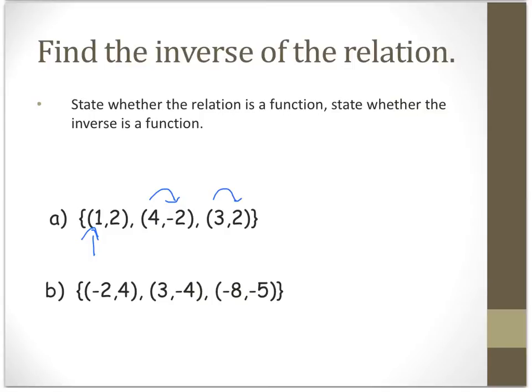But if you'll notice, think about it graphically also, if you're not sure, 1, 2 is about right here. 4, -2 is about here, and 3, 2 is up here. It would pass a vertical line test. You're only going to hit 1 point. Okay? So now, let's look at its inverse. So the inverse of this, all I'm doing is I am switching the points.